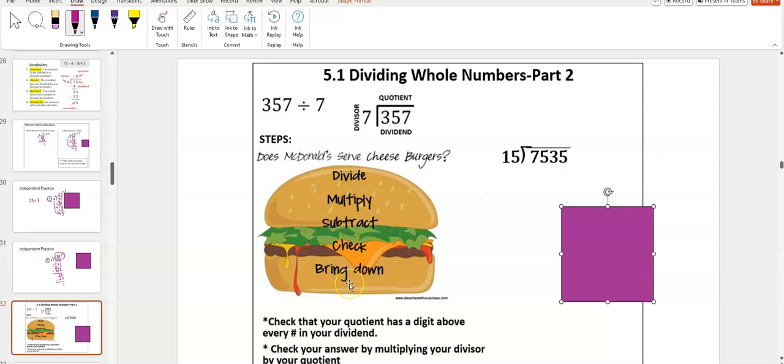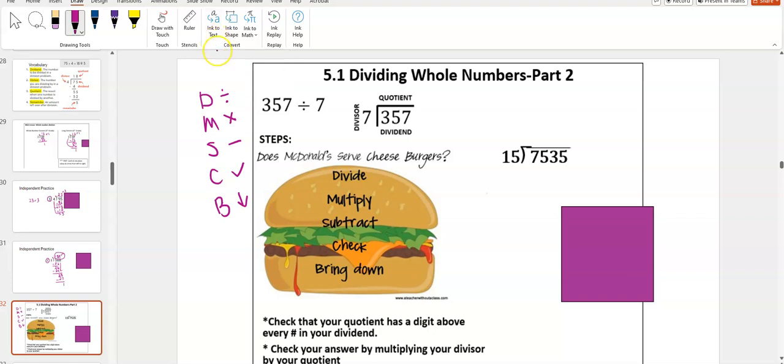But for some of you, a nice way to remember might be, does McDonald's serve cheeseburgers? I like to write this down on my paper sometimes. Does McDonald's serve cheeseburgers? So this little saying helps me remember the letters, and then I can go back and say, okay, the D's for divide, multiply, subtract, check, and bring down. And I can kind of write that down on my paper, and it can help remind me what I'm supposed to do and what steps I'm doing. Okay. Again, if you already have all this memorized from elementary school, you're doing awesome. This is just review and some extra tips and tricks to help you out.